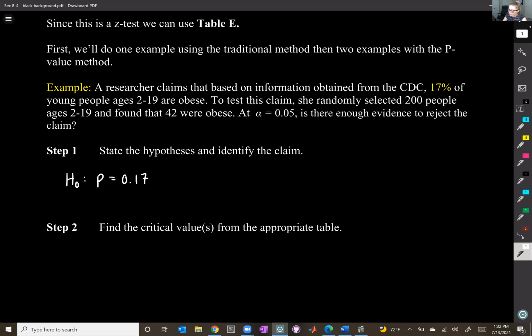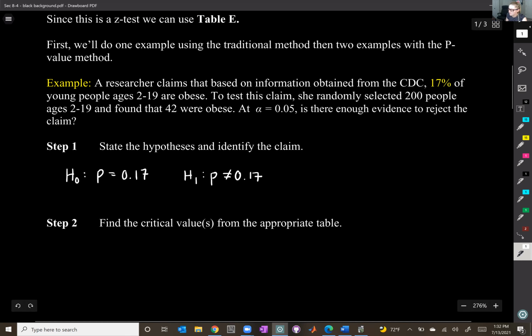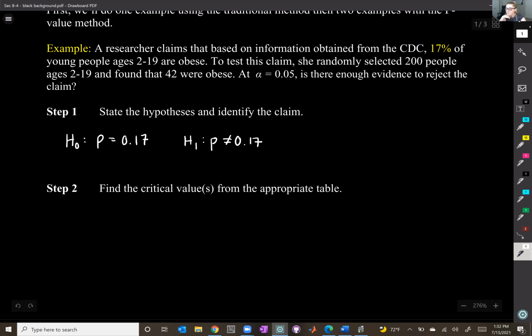And then we're going to write down our alternative hypothesis, and this is just going to be that P is not equal to 0.17. The researcher claims that based on information obtained, 17% of young people are obese. So our claim is going to be that P is 0.17. So this is our claim.